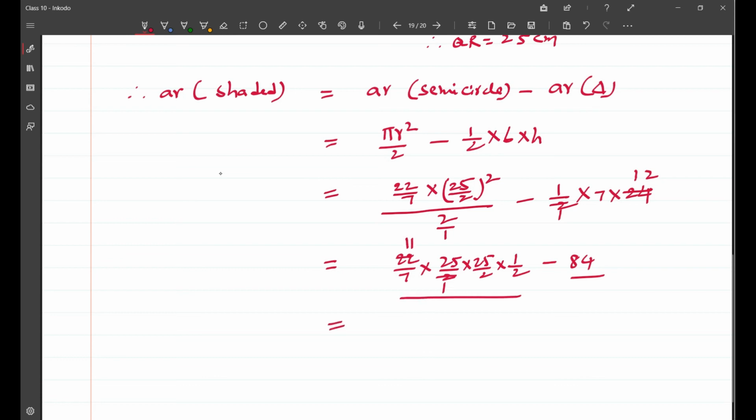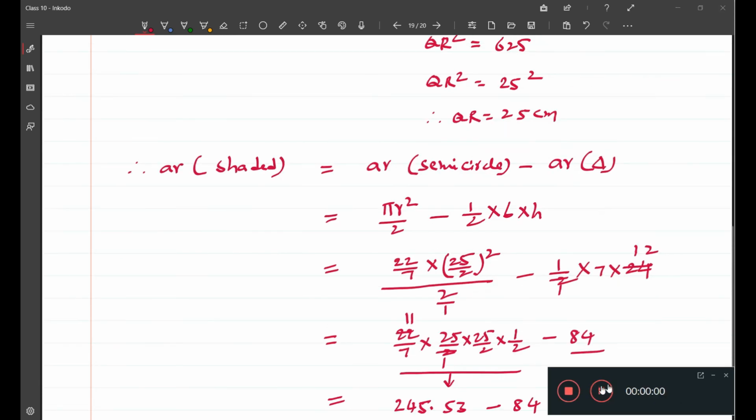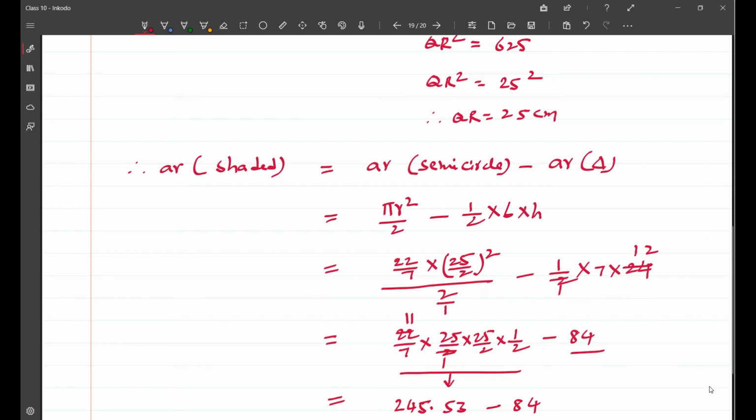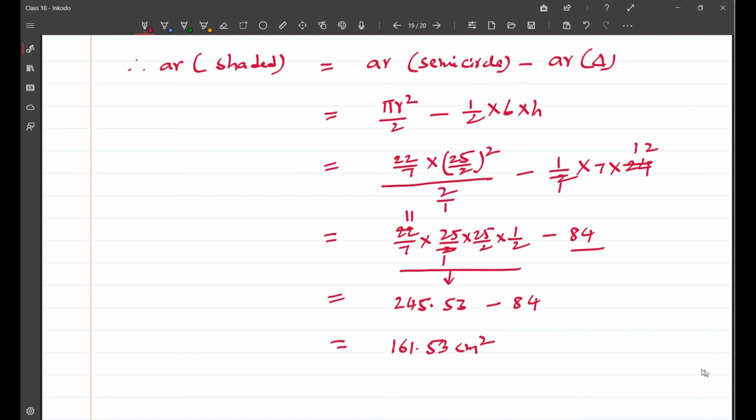Now after doing all the calculations, we will get area of semicircle as 245.53. Now subtract area of triangle, 84 centimeter square, from area of semicircle, 245.53 centimeter square. We will get 161.53 centimeter square.